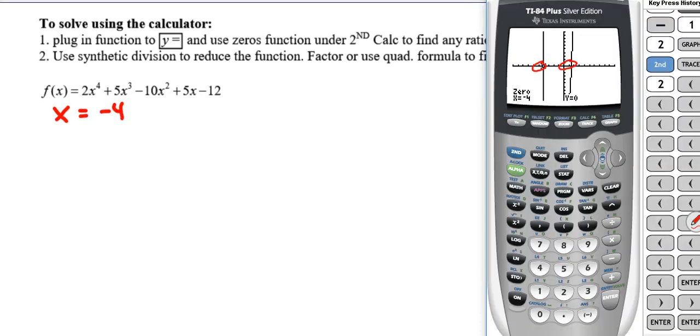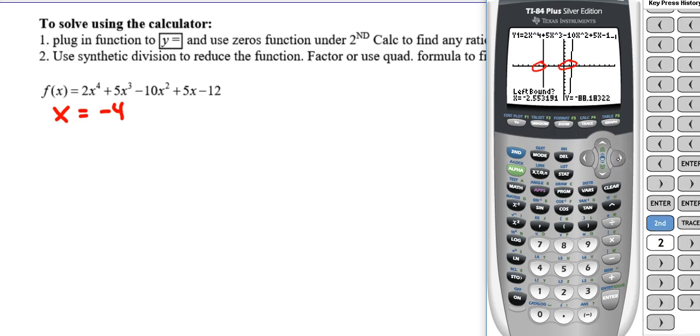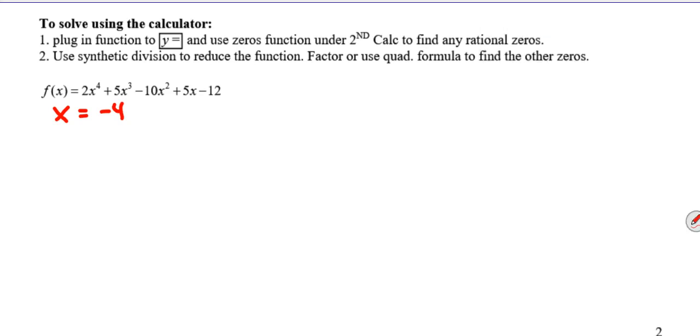Let's bring that back up. And let's do the second one here. So second calc 0. Come on over here to the other side. See, my y value keeps getting closer. Let's go there. Left bound, right bound. I know I crossed a 0. And there's my second 0 of x equals 1.5. All right, so I have those 2 rational zeros.